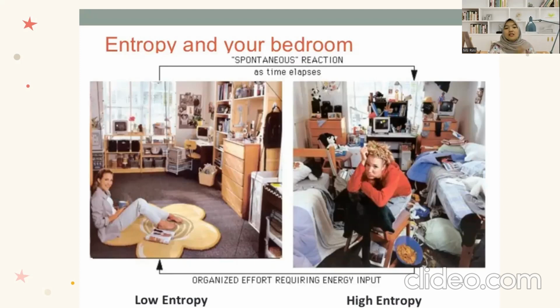But for a tidy bedroom into a messy bedroom, it is a spontaneous reaction. We don't need a lot of energy to make all the things messy. Yes, so actually chemistry can explain all of the messy things that happen around us. So for example, if your bathroom is very messy and your mom tells you that your room is very messy, yes, mom, you can explain that this bedroom has high entropy.